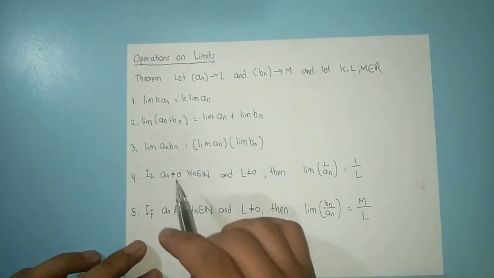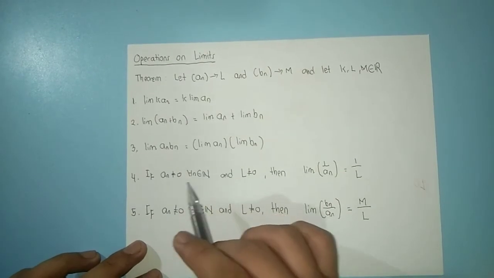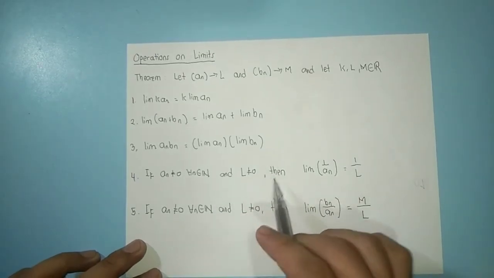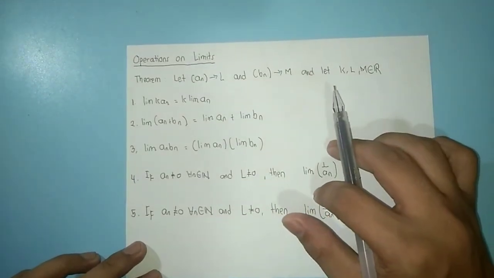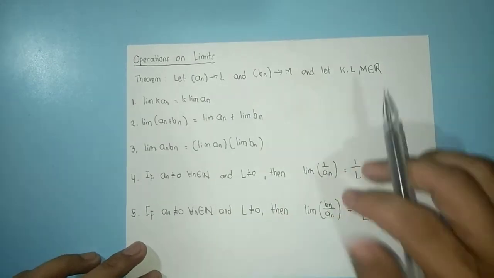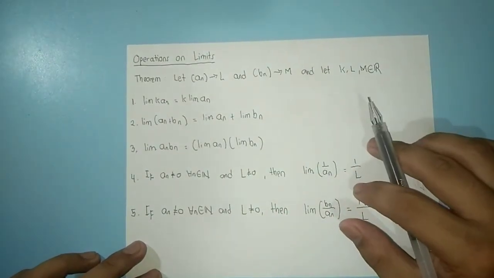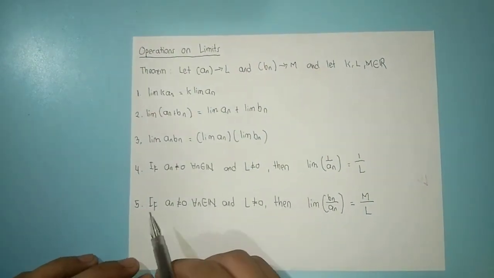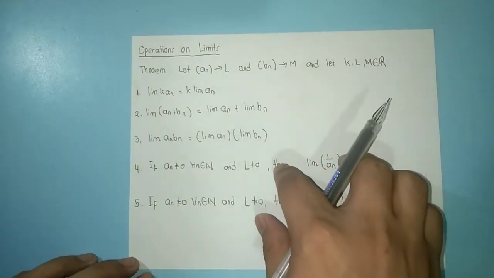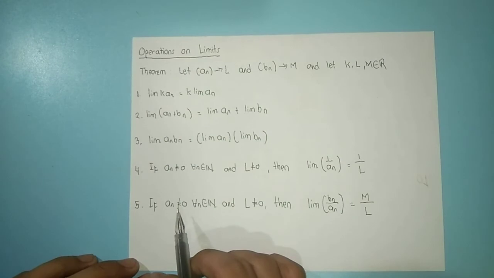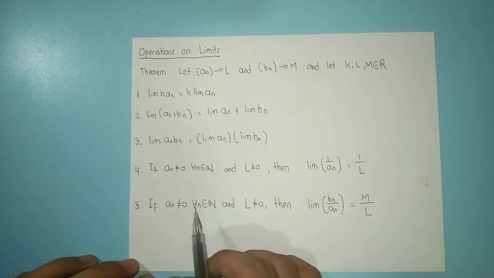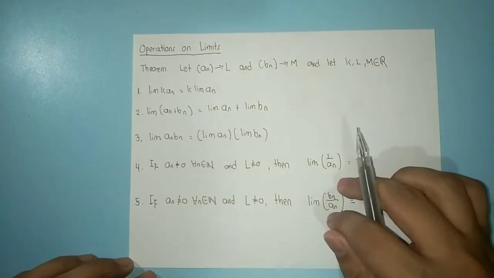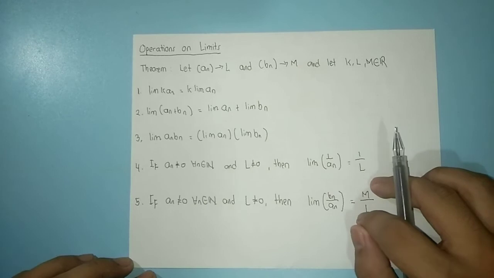Then for number 4, if a sub n is not equal to 0 for all natural number n and L not equal to 0, then yung limit daw ng reciprocal ng a sub n, which is 1 over a sub n, ay equal din sa reciprocal ng L, which is 1 over L. Okay? Then, for number 5, parang generalize lang natin yung number 4. Kung meron tayong a sub n not equal to 0 for all natural number n and L not equal to 0, then limit of the quotient b sub n over a sub n is equal to M over L.